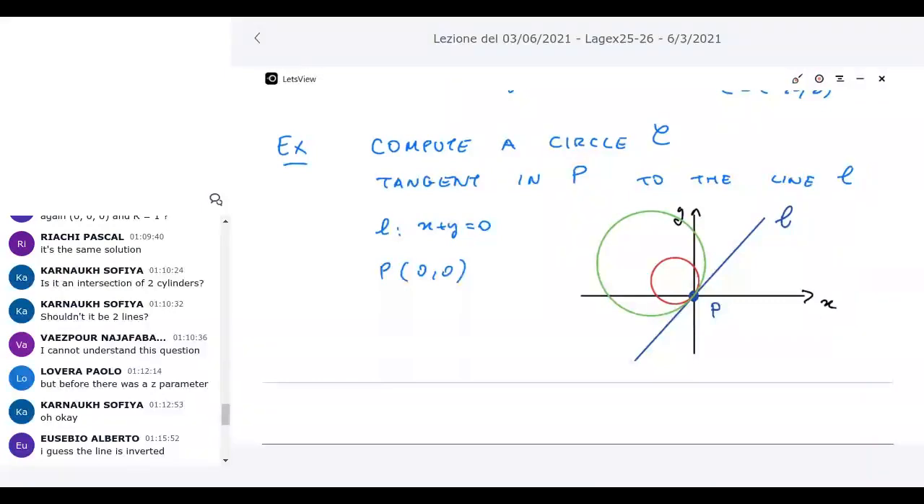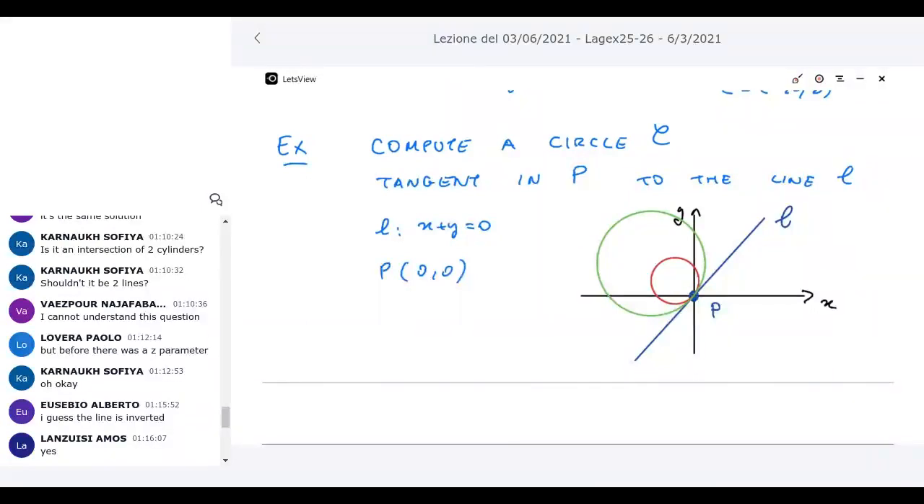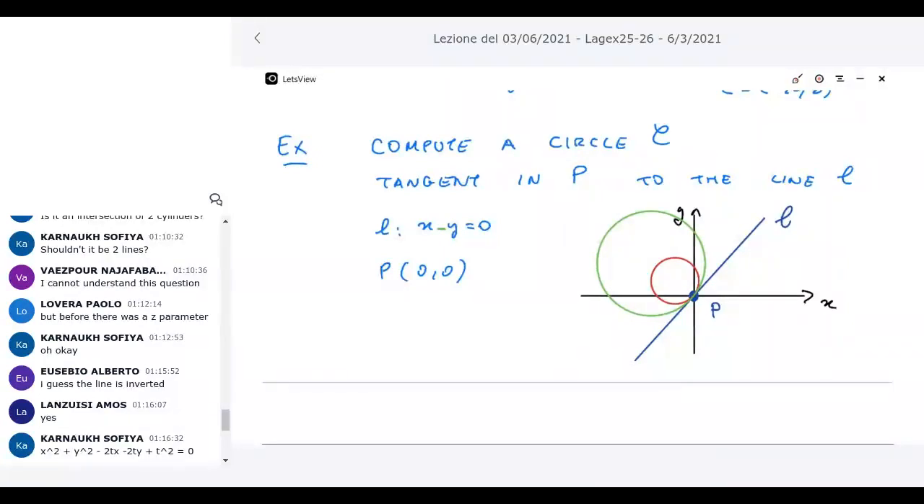Okay. You're right, but we don't change the line, right? We just change the equation here. Thank you. Well, it's June, right? So we have to pay extra attention to everything we do.